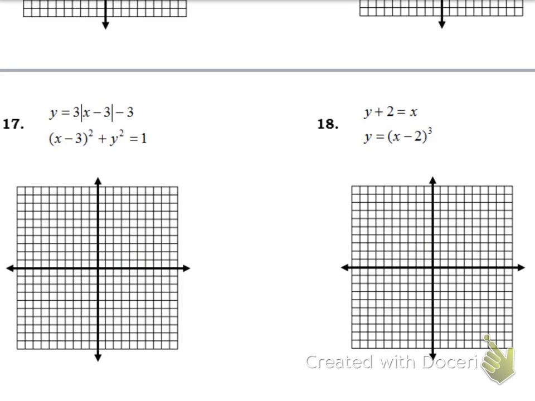Okay, my last two here. So this one, it's going to be 1, 1, 1 starting, but we have that 3 in front, so it's going to be 3, 3, 3 up. Vertex starts at 3, negative 3. So I go right 3, down 3. And then right 1 up 1, 2, 3, right 1 up 1, 2, 3, right 1 up 1, 2, 3, left 1 up 1, 2, 3, left 1 up 1, 2, 3, left 1 up 1, 2, 3.